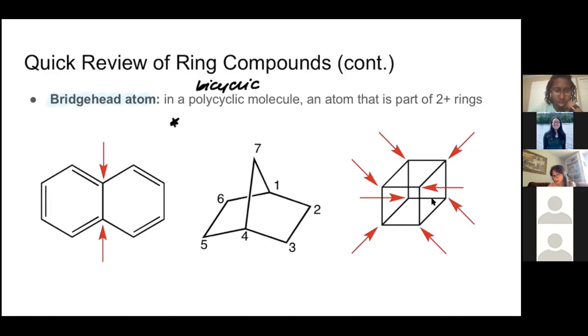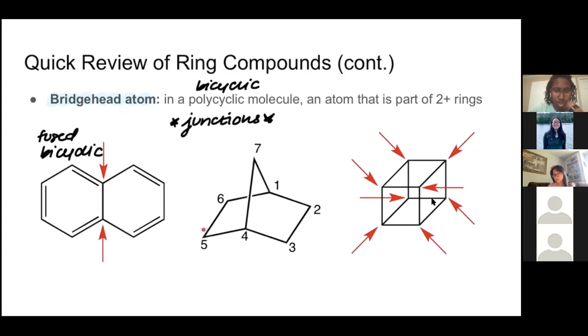The way I like to think about this is it's the carbons at the junctions, because I know this definition can be a little bit confusing. So let's go ahead and see what that looks like on an actual molecule. This guy on the left, remember, is going to be a fused bicyclic compound. The bridgehead atoms are going to be the ones at these junctions connecting the two rings.